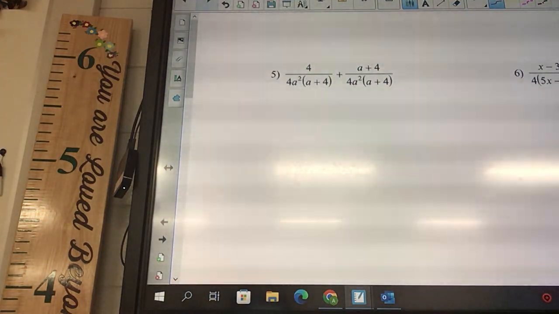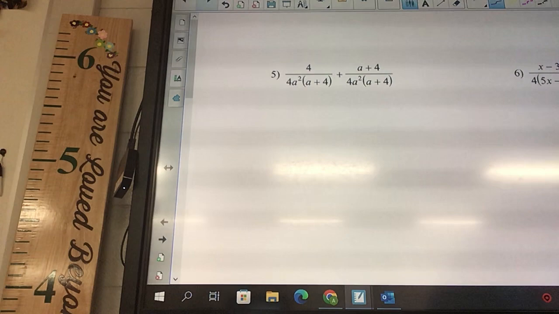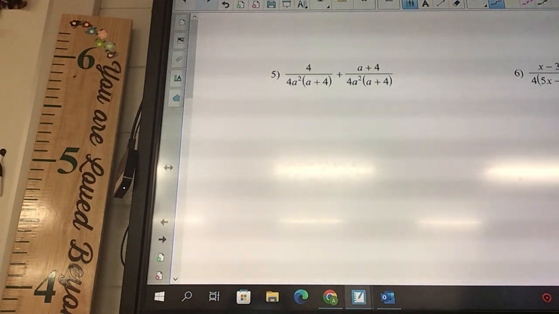You guys are going to do 5. I'm going to do 6 because 6 is a subtraction one. Now, don't write where I'm writing because I've got to show you something. The same way that we do addition ones, we check and see if the denominators are the same, and they are.